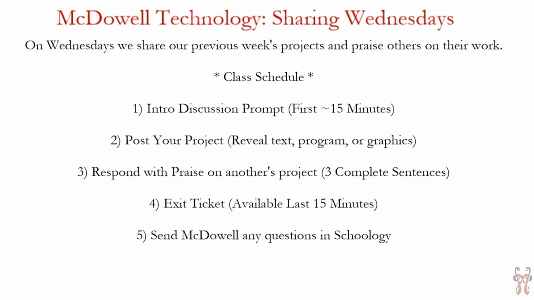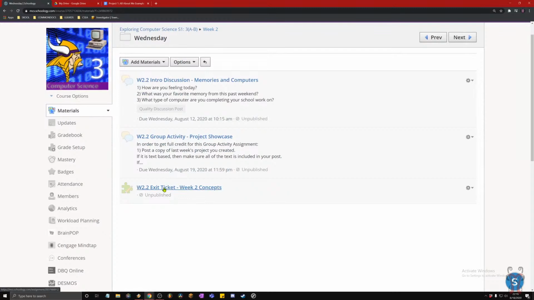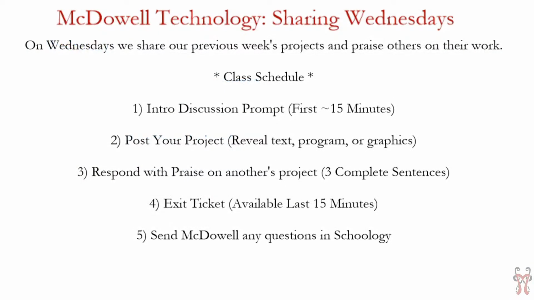Find something else. Go to the exit ticket, which is available in the last 15 minutes of class. The exit ticket on Wednesdays can be completed pretty much any time on Wednesday. So let's go to where that is. Here we are again. You're going to see right here there's an exit ticket, so you can click on that and just complete the questions that it asks you to the best of your ability. They'll usually have to do with what you learned previously in the classes. And that's it. That's everything that we're doing for Wednesdays.